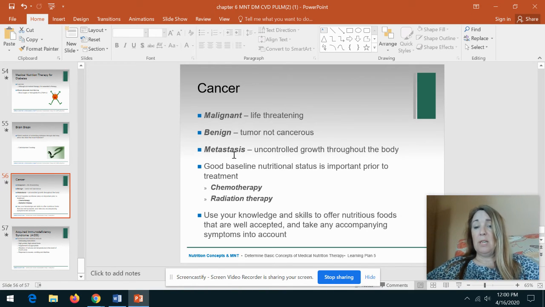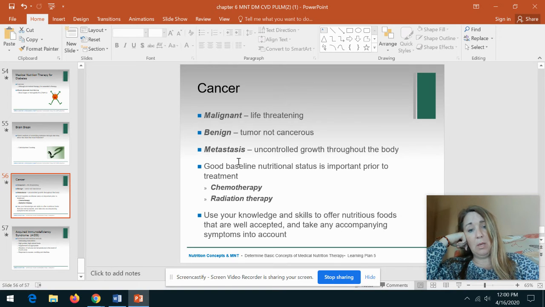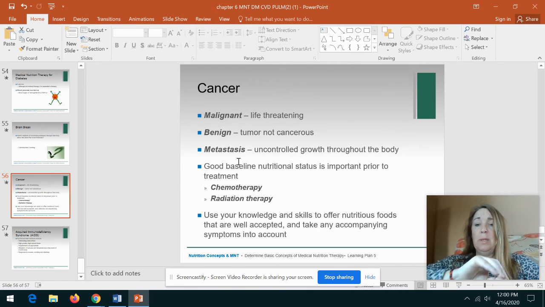And then the worst case scenario would be this called metastasis, or oftentimes you'll see it abbreviated as METS. So it's an uncontrolled growth throughout the body. So in our medical terminology, when we're looking at the medical chart, we might see a diagnosis of breast cancer with METS to liver. What that means is the cancer originated in the breast and then grew uncontrollably into the liver. It's not a good sign when we see that metastases.